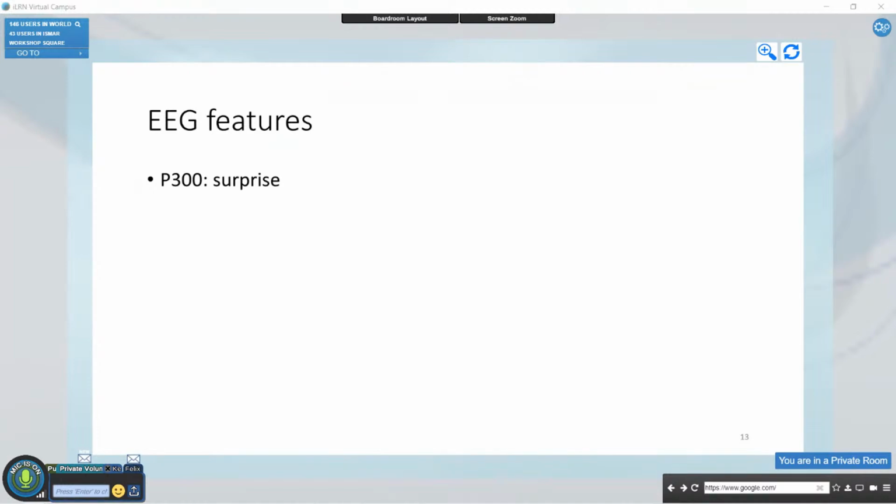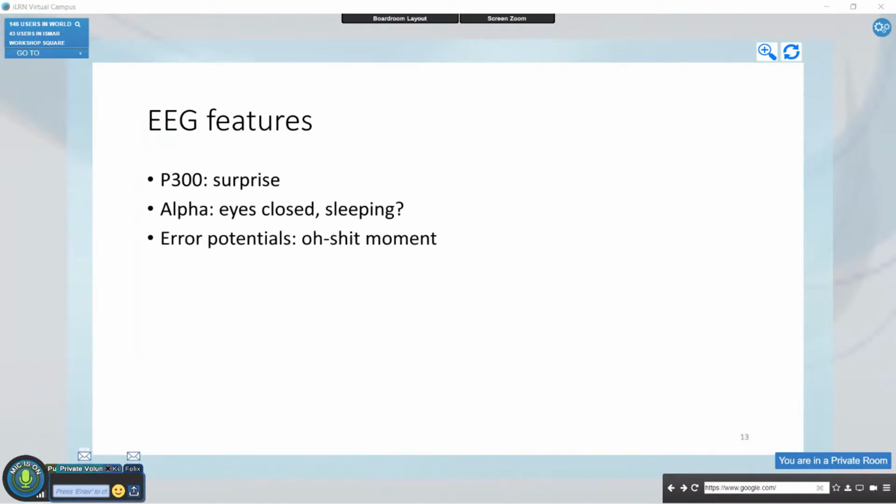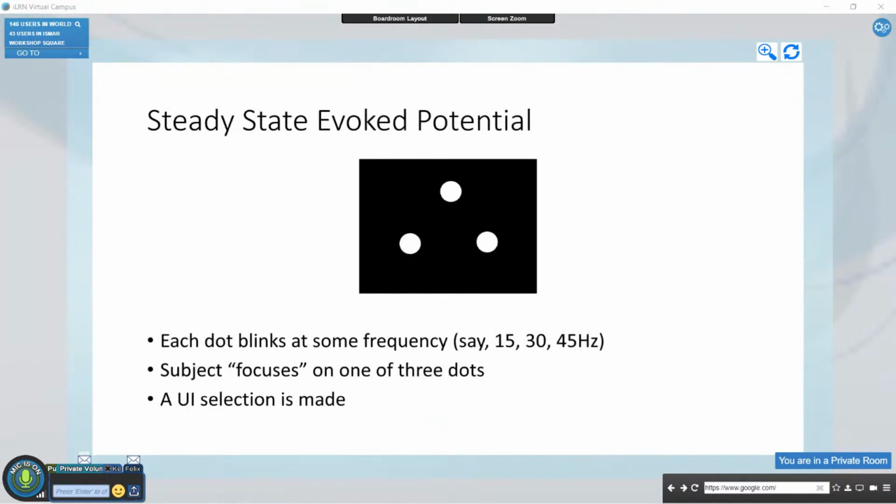So EEG features, of course, you guys all know these things. P300. These are the things that I think are viable today. Alpha, ERP, the oh shit moment, motor imagery, and of course steady state evoked potential, which we're going to focus on quite a bit. And you guys know this. Each dot here maybe blinks at some frequency. This is exactly the paradigm that Hakeem showed you in the visual domain.